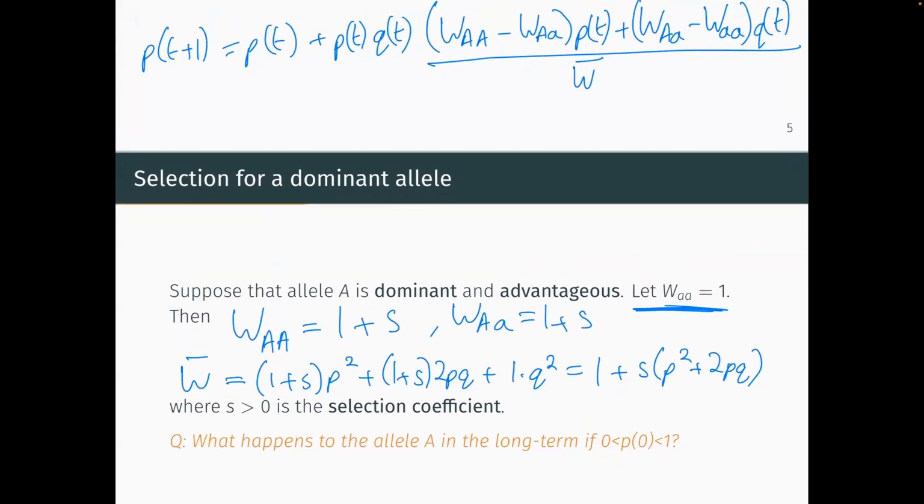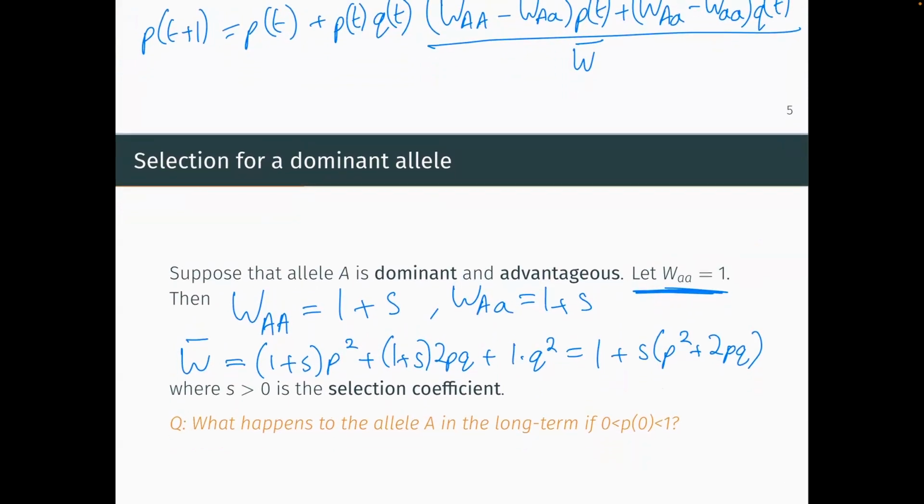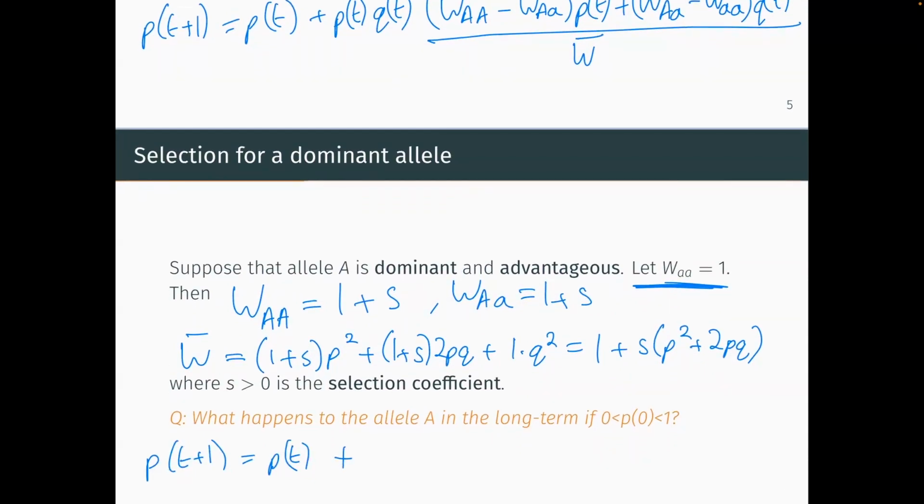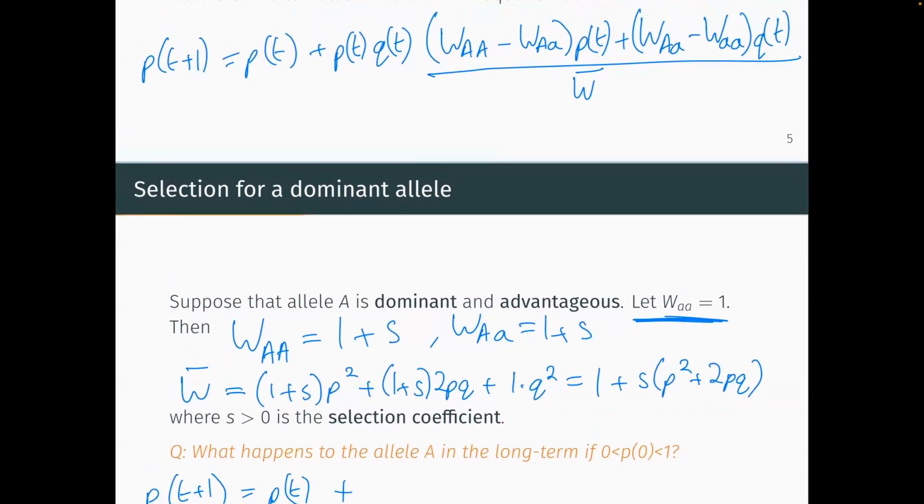Okay, so if we go back to our Fisher-Haldane-Wright equation up here, we have all of the things we need to write down a difference equation for selection for a dominant allele. So just copying what we had above, p of t plus 1 is going to be p of t plus, we had a p_t q_t on the outside, but I'll just pause on that for a second and think about what was in this fraction over here.